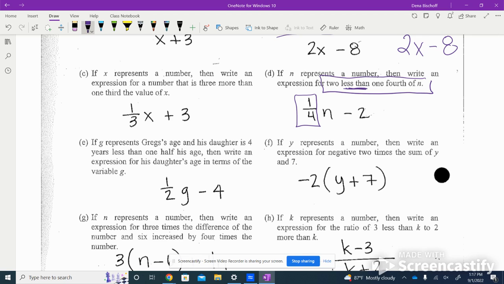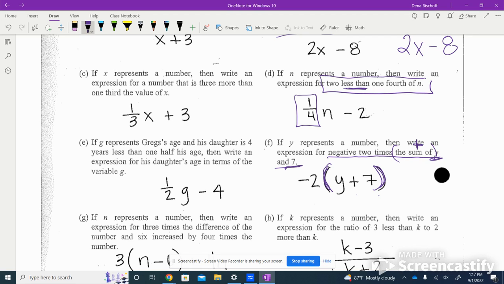Did we have to do letter E? No. What about letter F? Okay. So letter F says -2 times the sum of. What does the sum of mean? Parentheses, and it's going to be an addition parenthesis. So I have -2 parenthesis, and what two things am I adding together? Y and 7. Y plus 7.